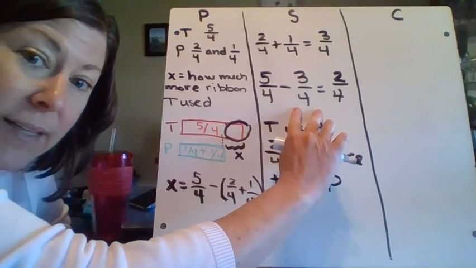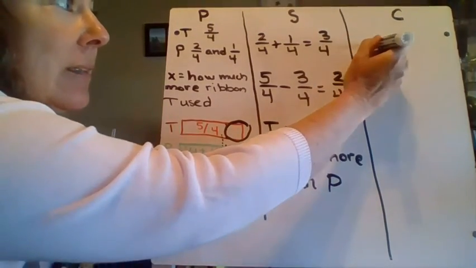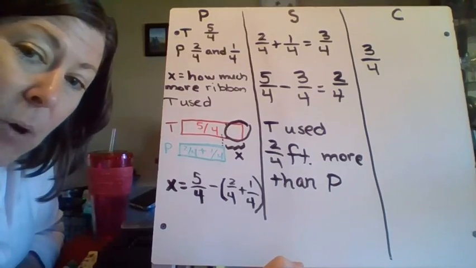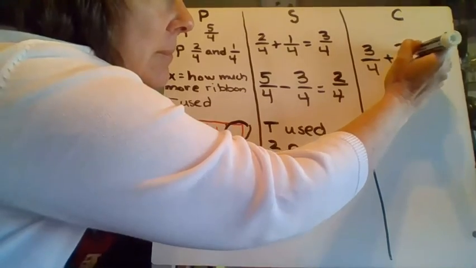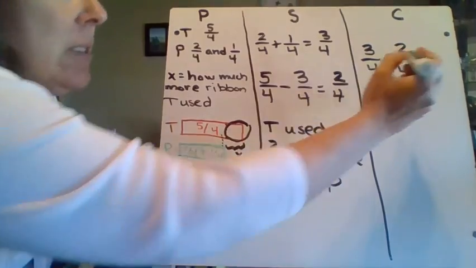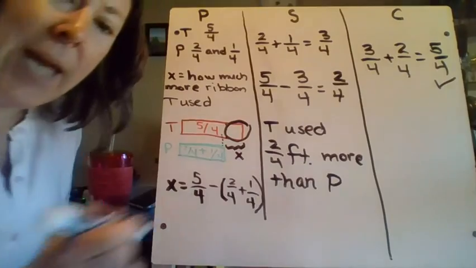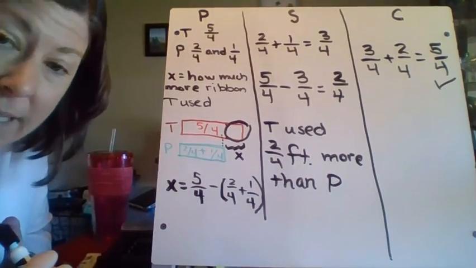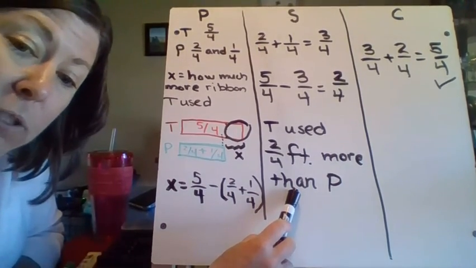How can I check a subtraction problem? I can add. That's what Paula used. That's how much more Tiana used. And I'm back to the 5/4 total of what Tiana used. So final answer, Tiana used 2/4 foot more than Paula.